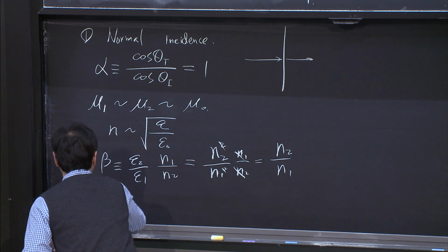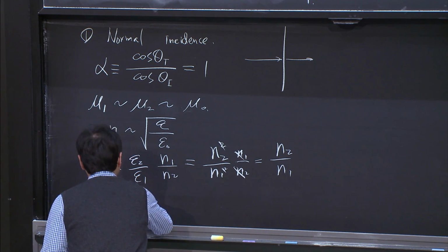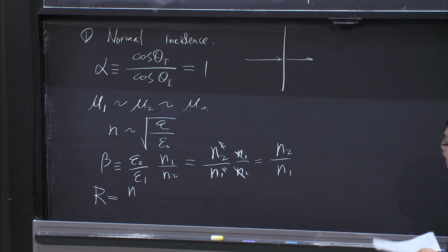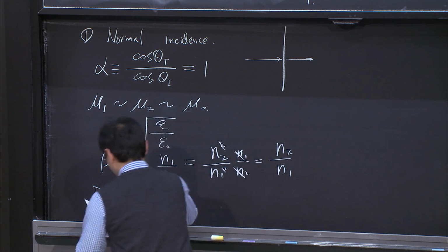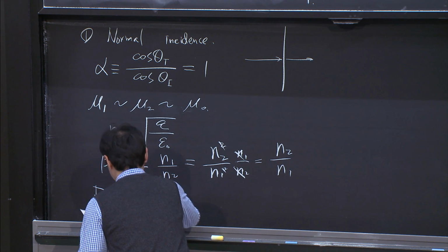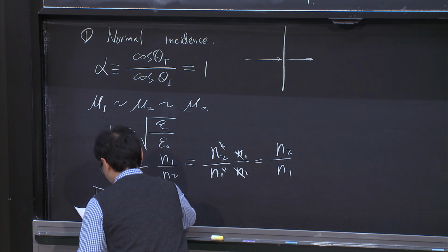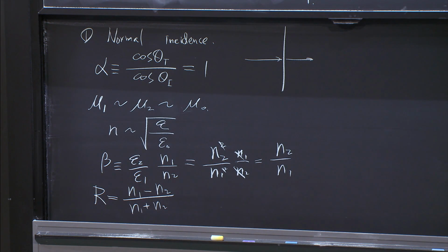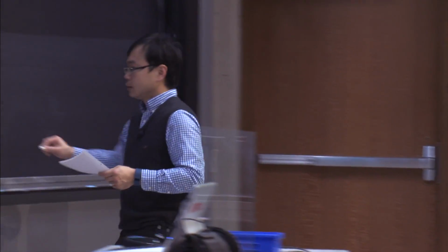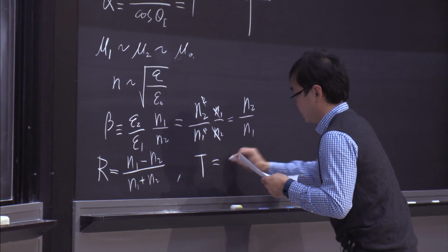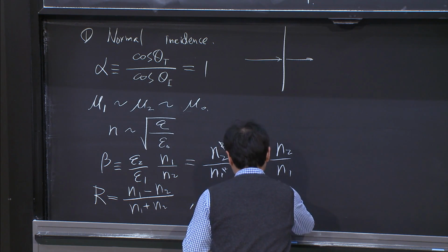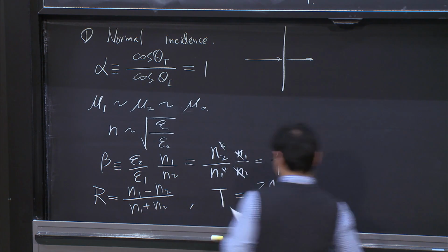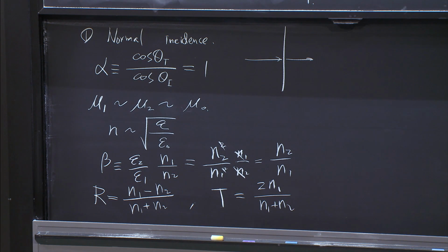And therefore, you can conclude that R will be a function just related to the refractive index. So you are going to get N1 minus N2 divided by N1 plus N2. Which means that the amount of reflected light is related to the difference in the refractive index. Then the amount of the transmitted light will be equal to N1 divided by N1 plus N2. Okay, so what does that mean?